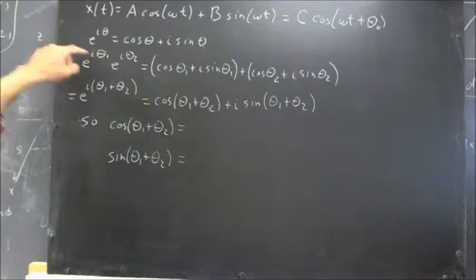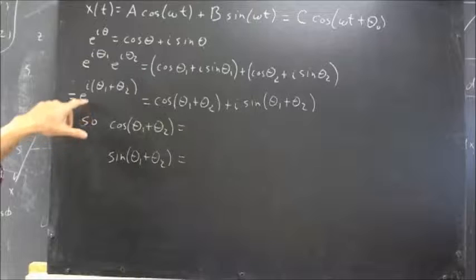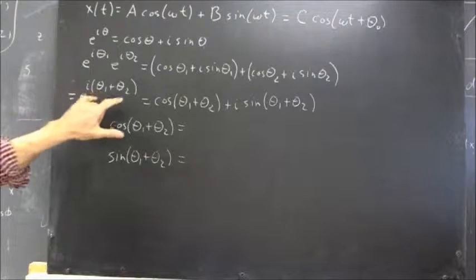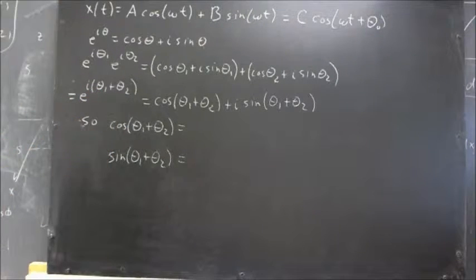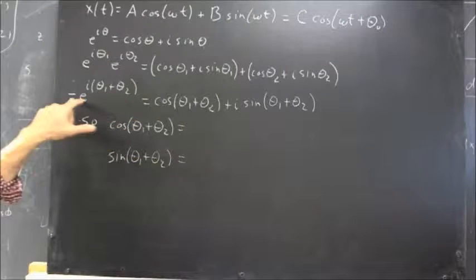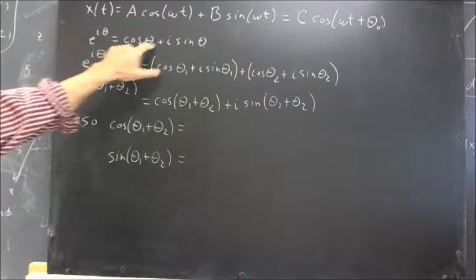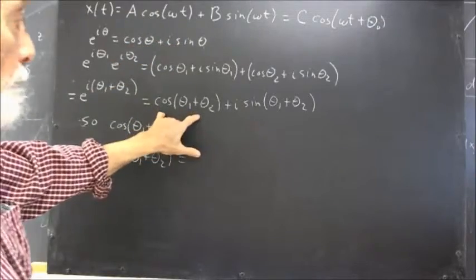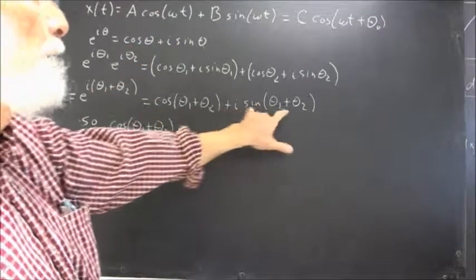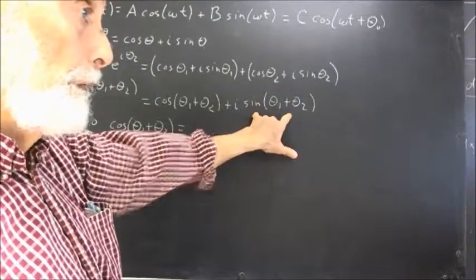Now that is also equal, of course, by the laws of exponents, to e to the i times the quantity theta 1 plus theta 2. And that is equal to what? By the Euler identity, plugging theta 1 plus theta 2 in for theta, we get cosine of theta 1 plus theta 2 plus i sine of the quantity theta 1 plus theta 2.